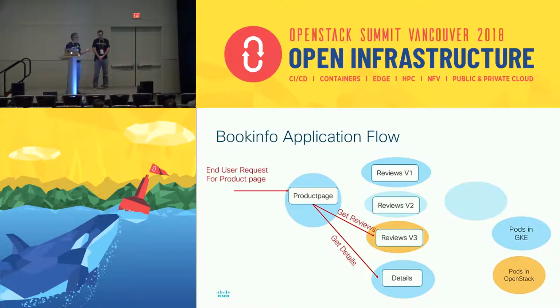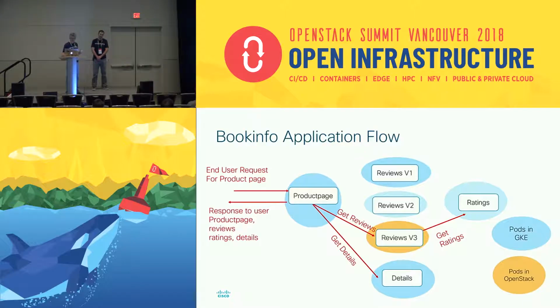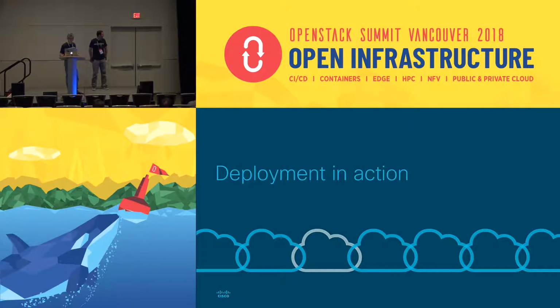It also goes to another application microservice called details. Now, the interesting part that you'll see in the demo is reviews needs to get its information from ratings. So in this case, what you'll see is product page will go from GKE to OpenStack, back to GKE, and then that all gets served back to the end user via the GKE pod. So again, just keep that as a mental image as you'll see the demo in action. It'll be a little easier to see that.